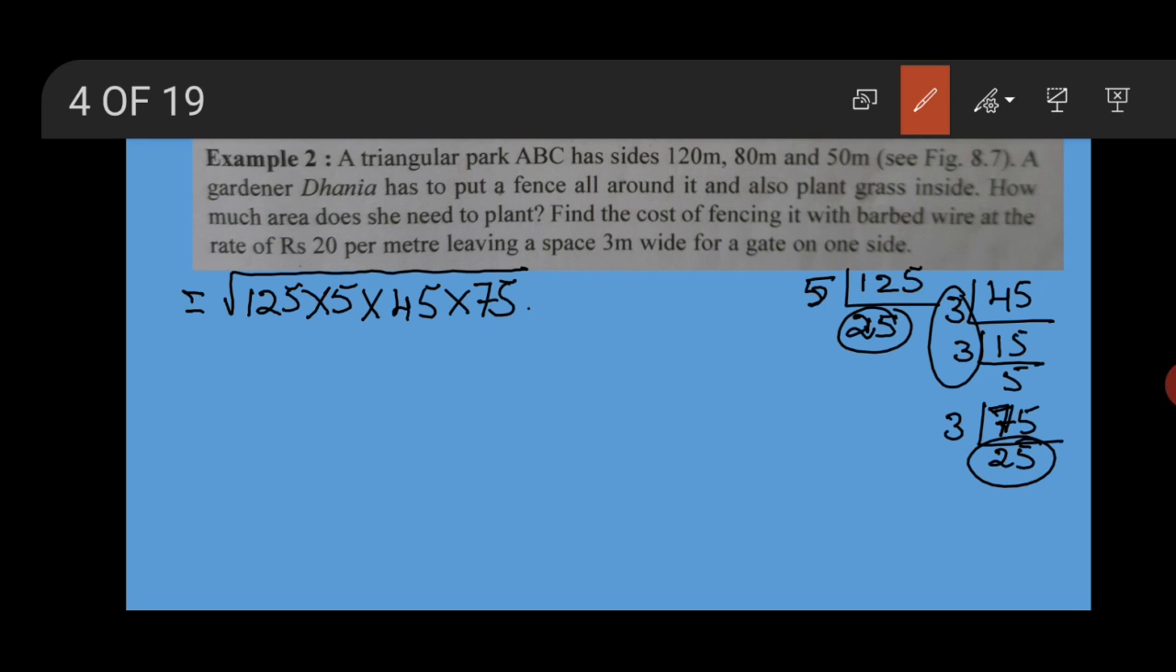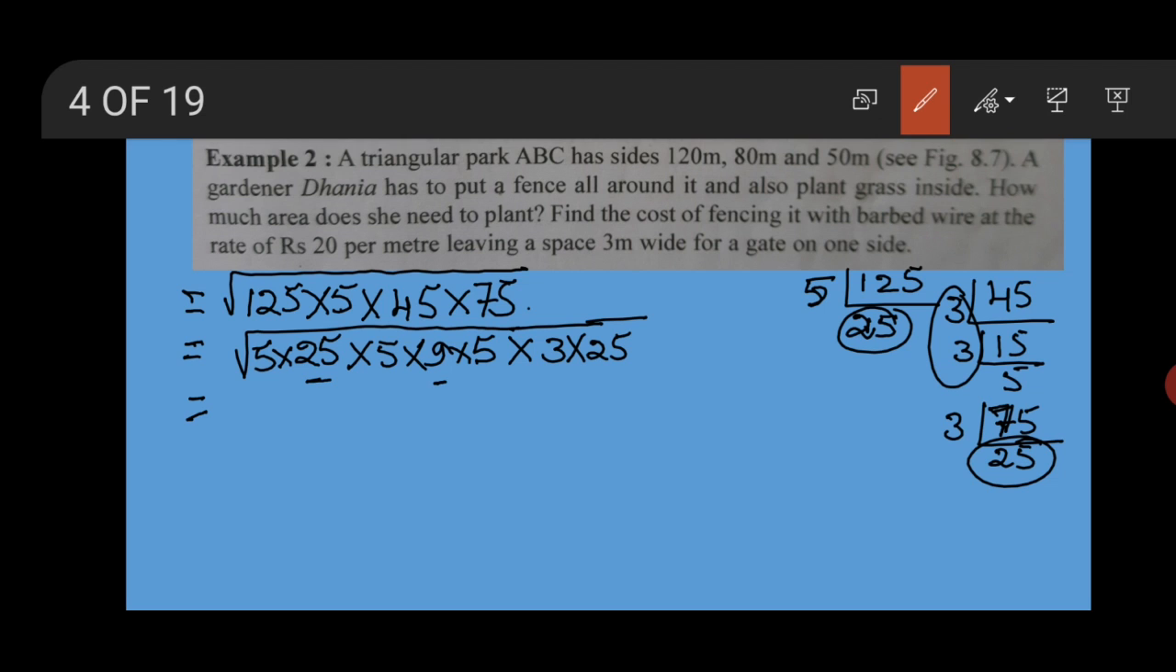25 is a perfect square number. So we will write in this way. 125 is what? 5 into 25. Keep 5 as it is. Then 45. How can you write 45? 9 5s are 45. Again 75 is what? 3 into 25. Now, see, these are perfect square numbers, right?